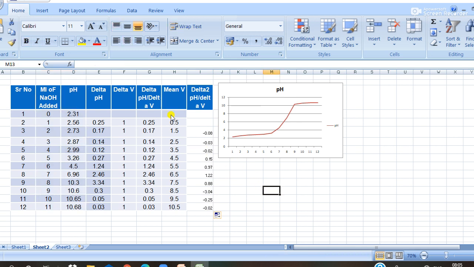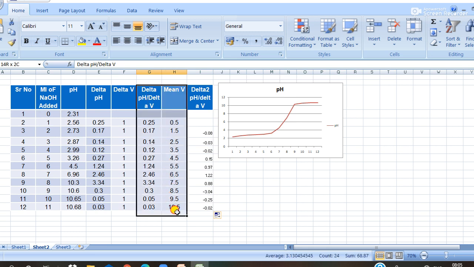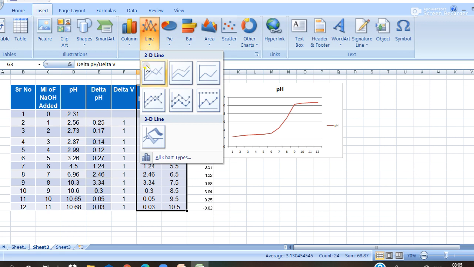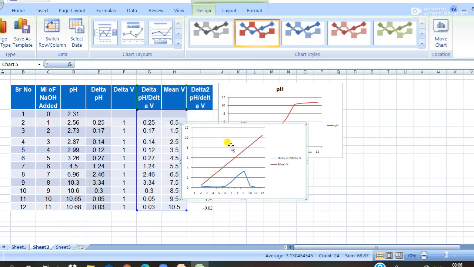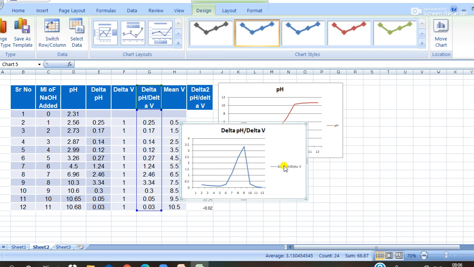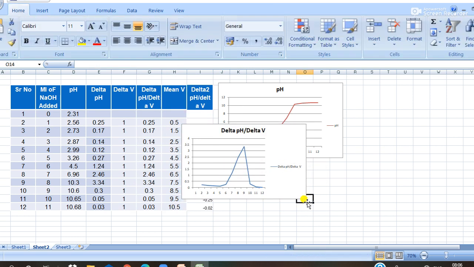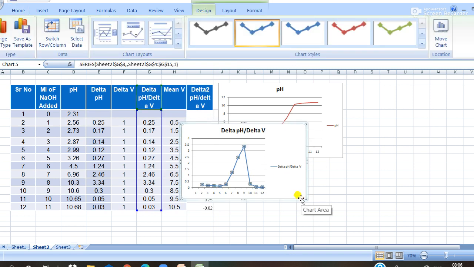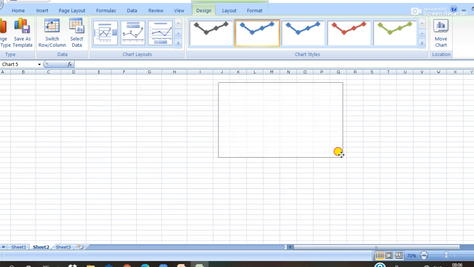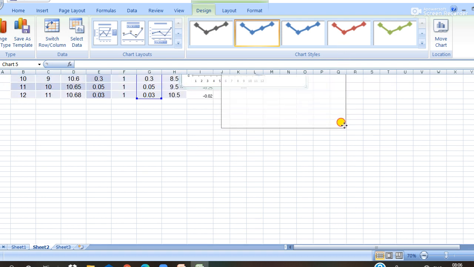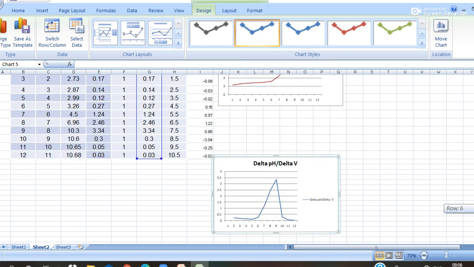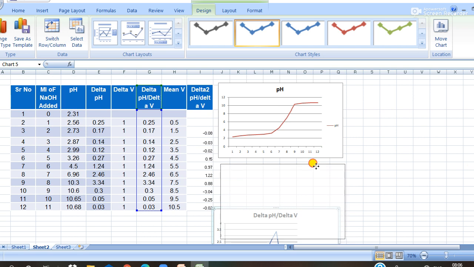Then the second graph is of these two columns, that is delta pH upon delta V versus mean V. Select this table, click on insert, then line. You can take any one of the lines and you will get such a graph. Delete that curve and you will get such a graph. So this will be your second graph.